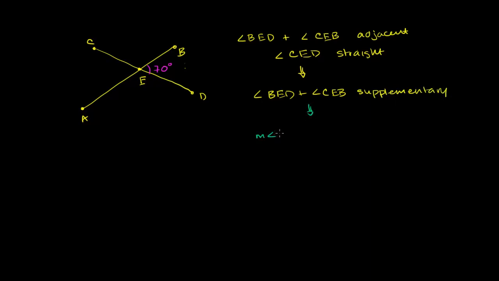Which tells us that the measure of angle BED plus the measure of angle CEB is equal to 180 degrees. Sometimes you'll just see people write angle BED plus angle CEB equals 180 degrees. Now we already know the measure of angle BED is 70 degrees. So 70 degrees plus the measure of angle CEB is 180 degrees. You subtract 70 from both sides, and we get the measure of angle CEB is equal to 110 degrees. So we figured out that this right over here is 110 degrees.